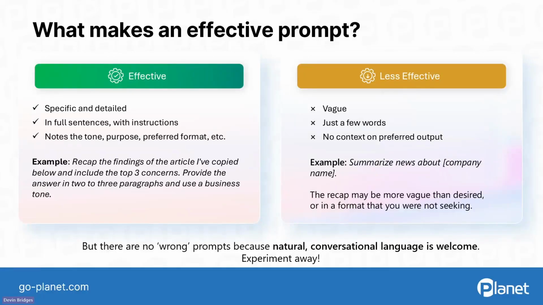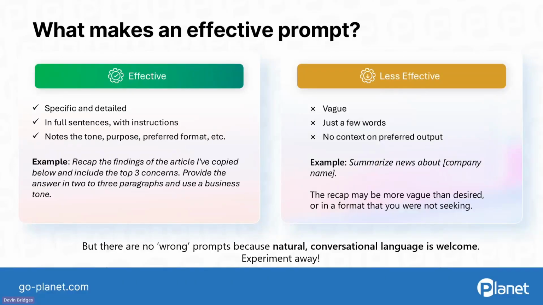On the screen here, you'll see an example such as: recap the findings of the article I've copied below and include the top three concerns. Provide the answer in 2 to 3 paragraphs and use a business tone. Now you can probably imagine how much more effective that prompt is compared to something like, summarize this news article.